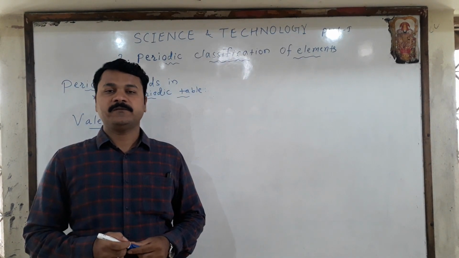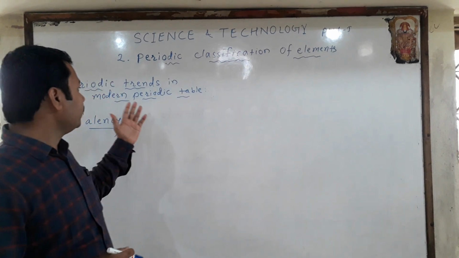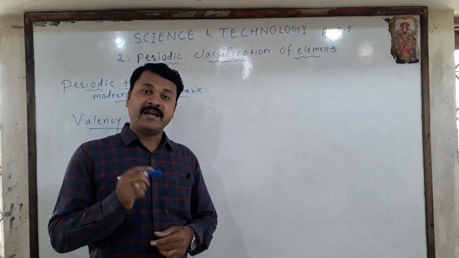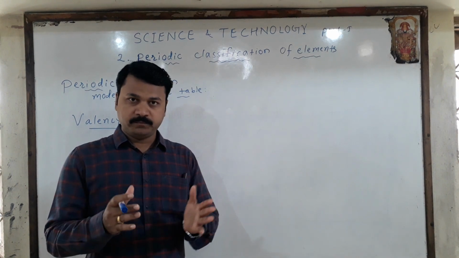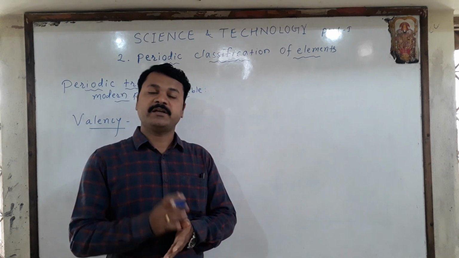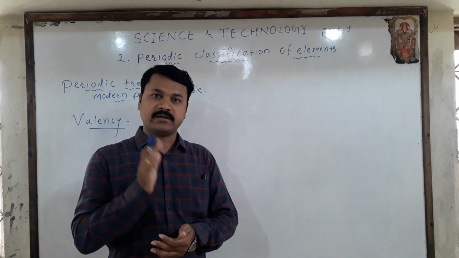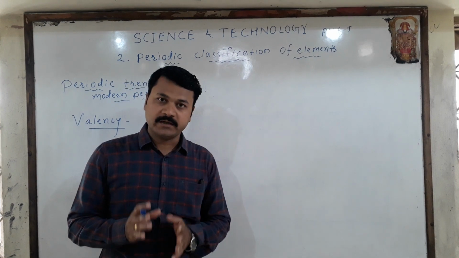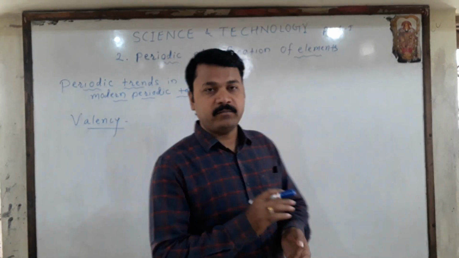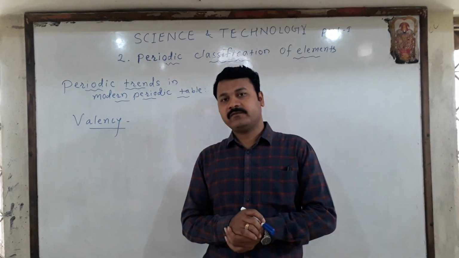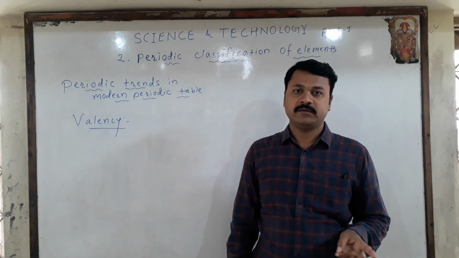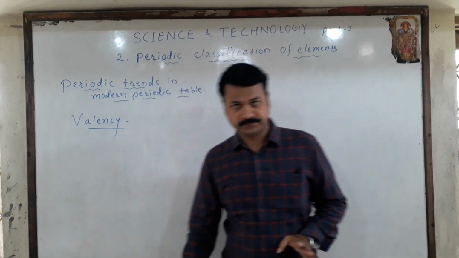Today we see about the periodic trends in the modern periodic table. Trend means how a property changes in a group or in a period. The property may increase or decrease in a group or in a period. So we see about the periodic trends of valency, atomic size, then metallic and non-metallic character.